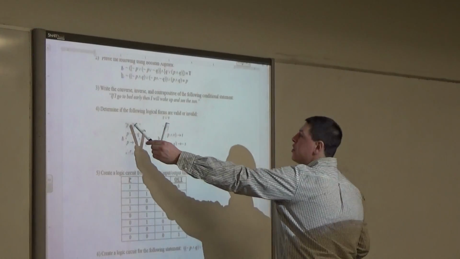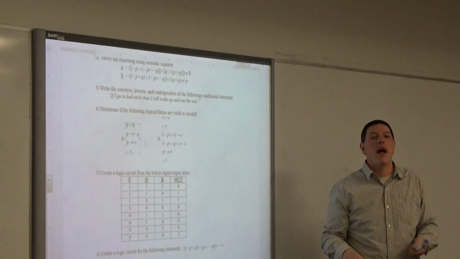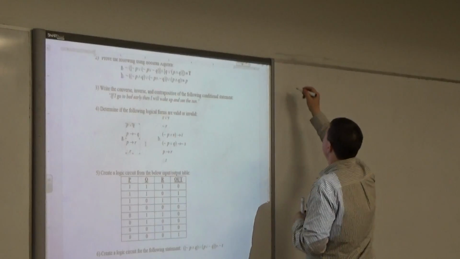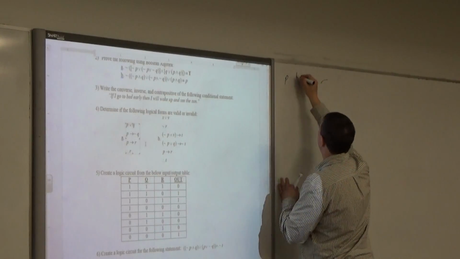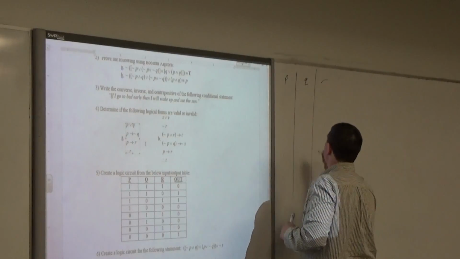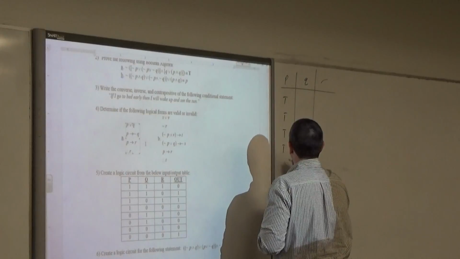Okay, so this guy right here, 4A, I would use a truth table on that, just because it would be a lot easier to do so. I'm going to quickly generate a truth table. So P, and then we have Q, and then we have R. Okay, just to remind you guys. T, T, T, T, F, F, F, F.